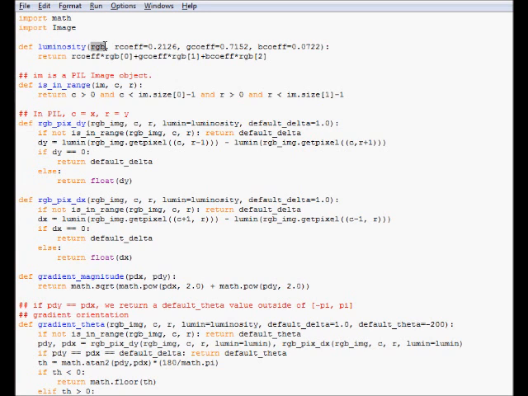It's a pretty commonly used formula. It has 3 coefficients and simply multiplies the corresponding red, green, and blue values by those coefficients and sums them up. So translating RGB pixels into gray intensity levels.